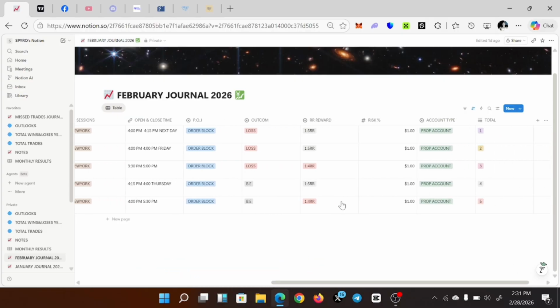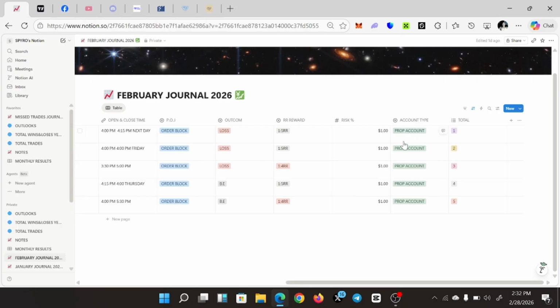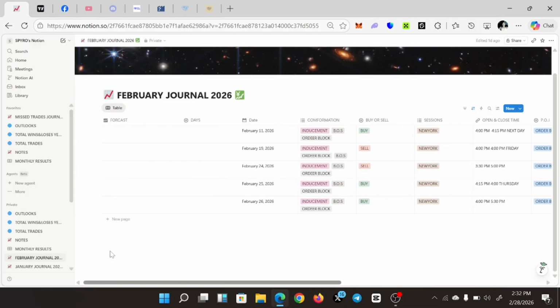If you come to my RR for this month, I didn't see any trade below 4 RR. The first one is 5R, 5R, 4R, 5R, 4R. 4R was the lowest setup I saw for the month. And currently, you all know that I'm trading a prop firm account. So for the month of February, if you count it from here, this is the first trade, second trade, I have a total of 5 trades. Now let's go into those trades.